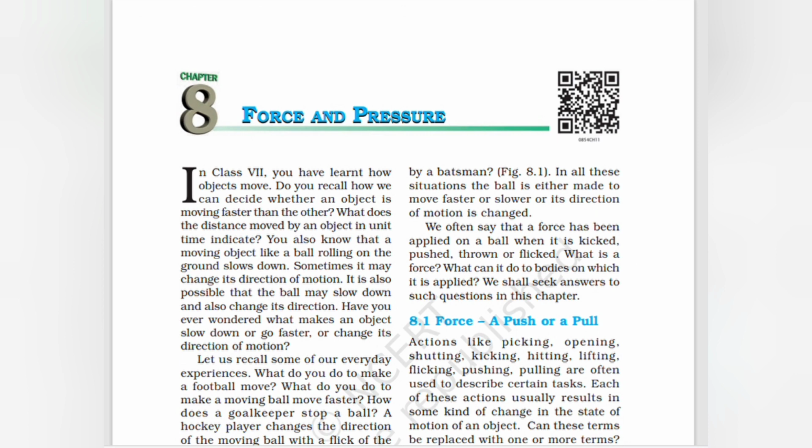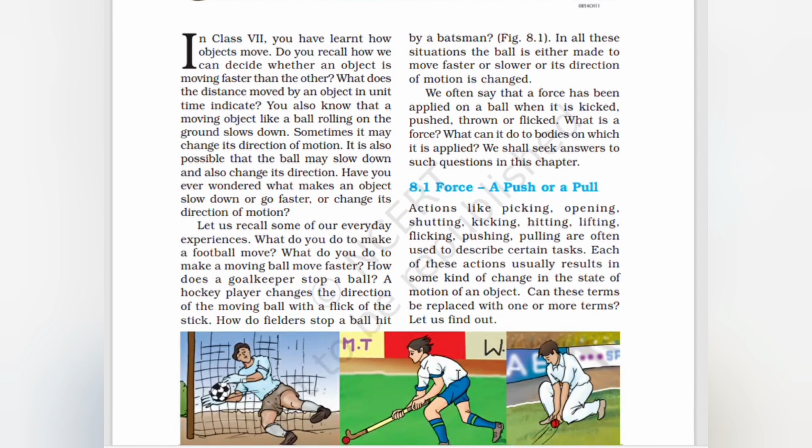We also know that a moving object like a ball rolling on the ground slows down. Sometimes it may change its direction of motion. It is also possible that the ball may slow down and also change its direction. Have you ever wondered what makes an object slow down or go faster or change its direction of motion? Let us recall some of our everyday experience.